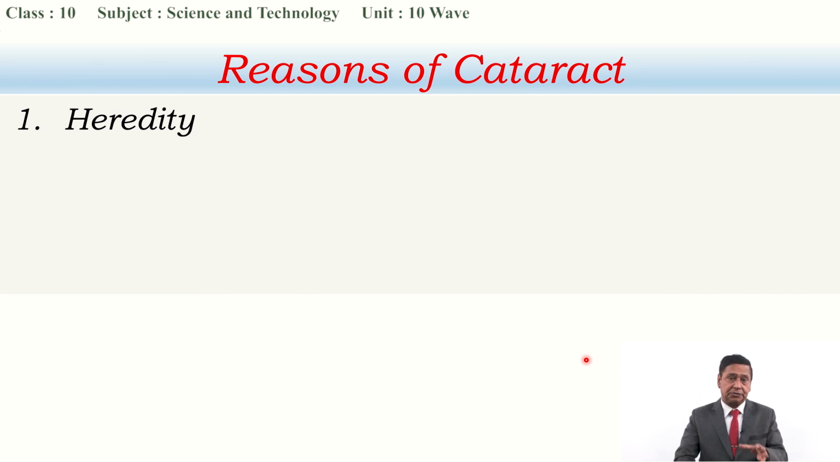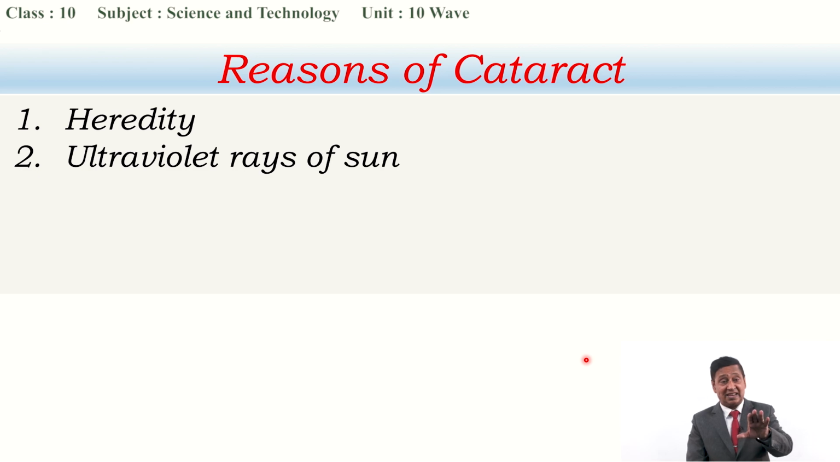Hereditary characters transmit from parents to offspring, and if there is a defect of cataract in the parents, then it may, it's not a rule, be transmitted to the son or daughter. One of the reasons is heredity. Another is ultraviolet rays of the sun. Solar radiation contains three different types of radiation, mainly heat radiation, light radiation, and a little ultraviolet rays. These are the three major radiations of the sun.